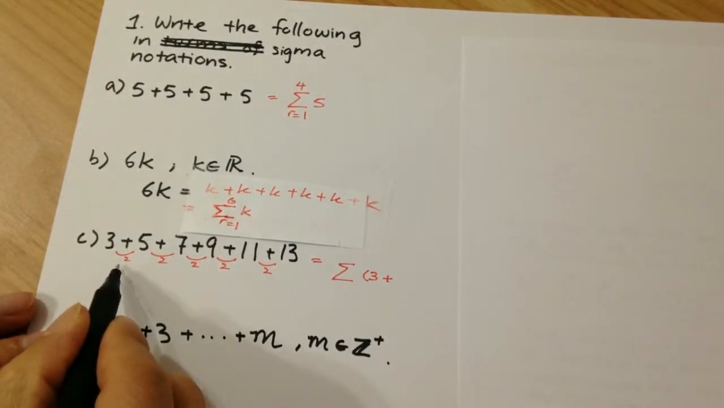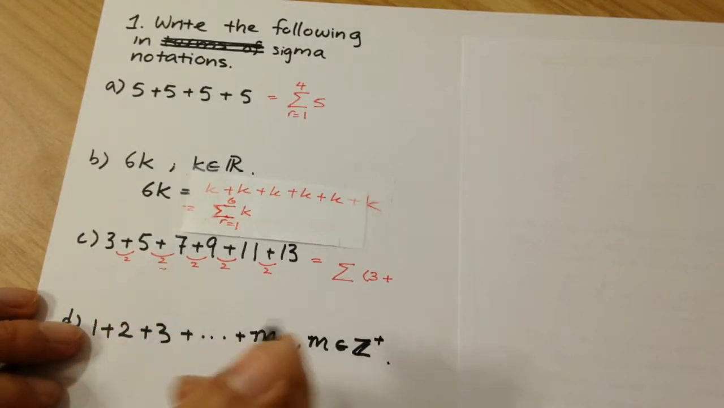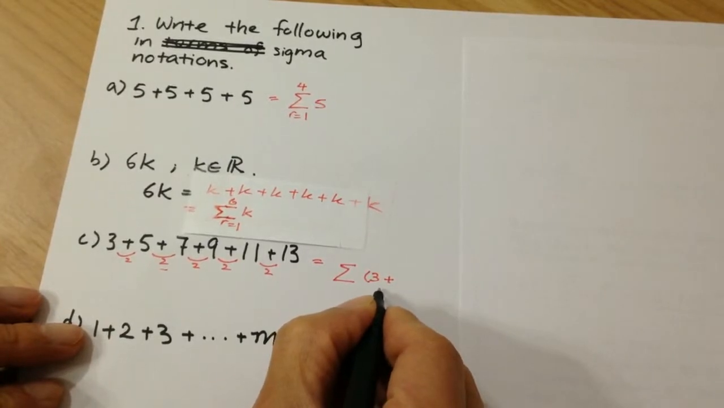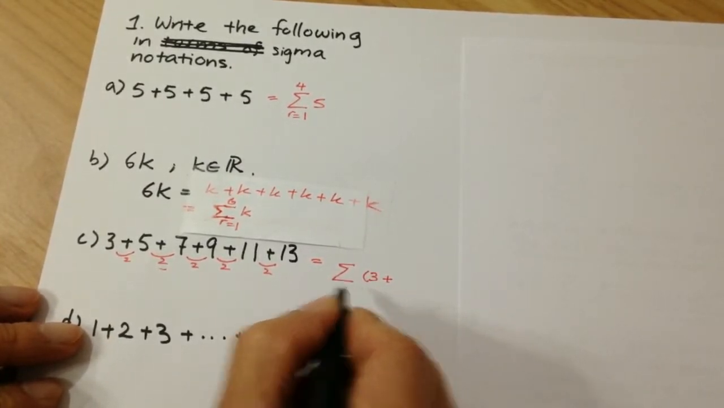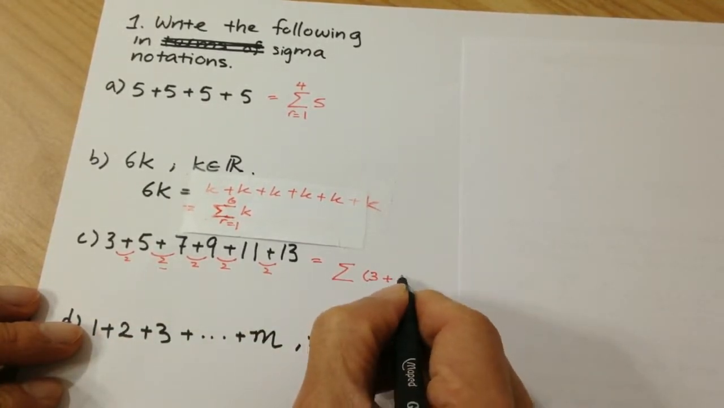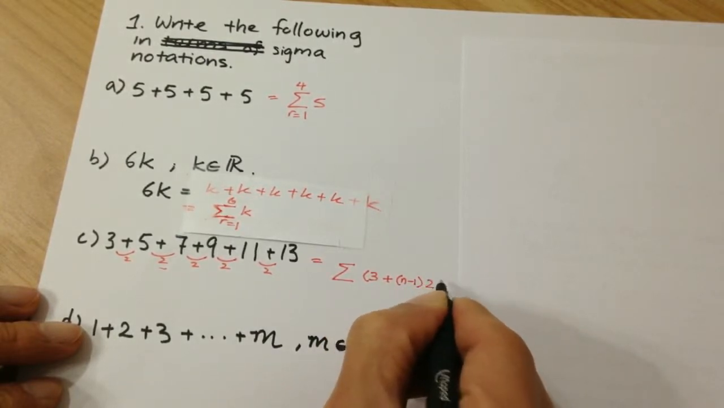So you can see this is actually an arithmetic series of common difference equal to 2. And what we need to do is to put in the general term. The general term here is just the general term for the arithmetic sequence. So this is going to be a plus n minus 1 d. d in this case is 2.